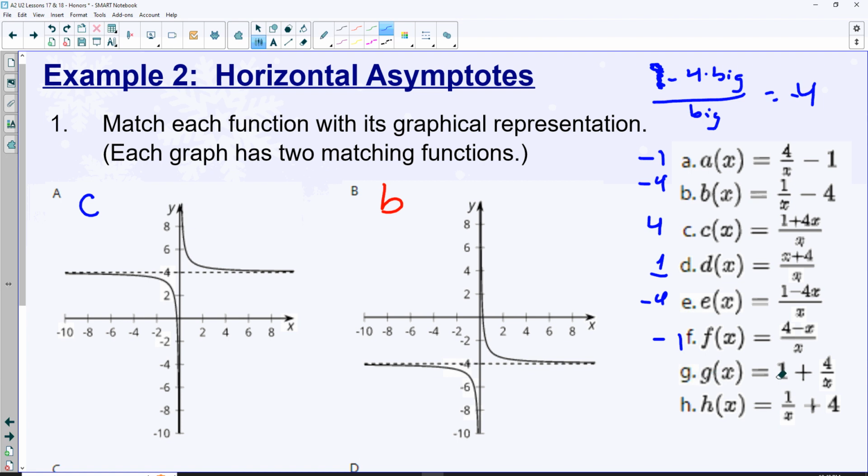What about this one? 4 divided by x. Well, if x is big, same thing as before. 4 divided by big just vanishes, right? So that's going to go away, and you're left with 1. 1 over x, that's going to vanish because 1 over big number is 0. Fascinating.